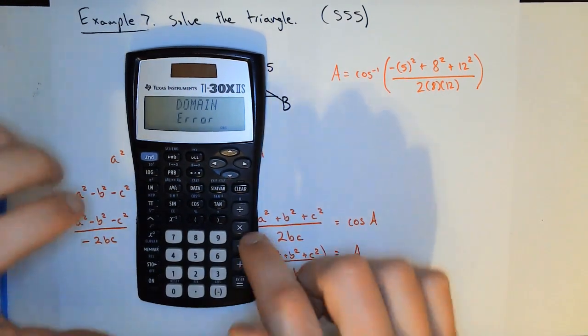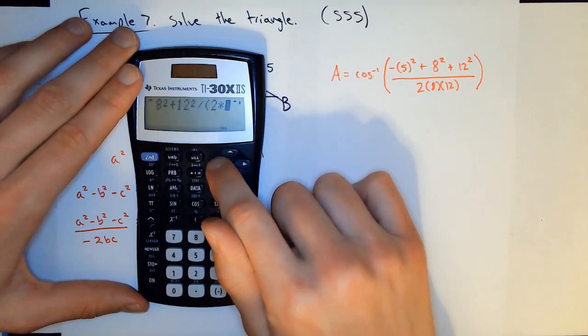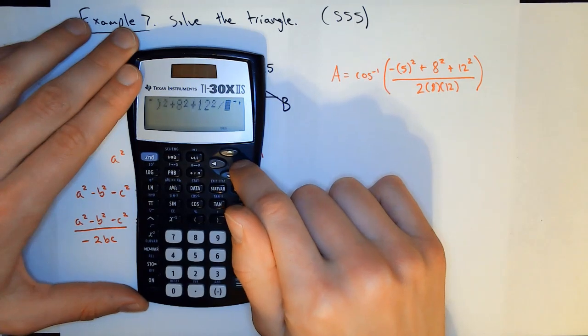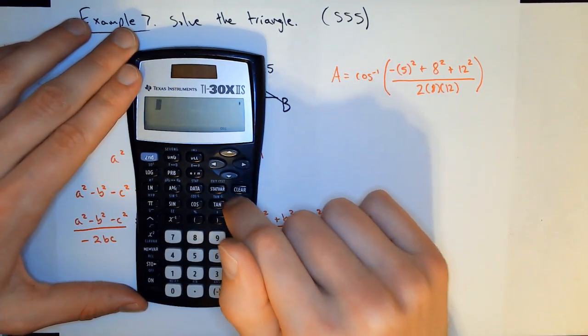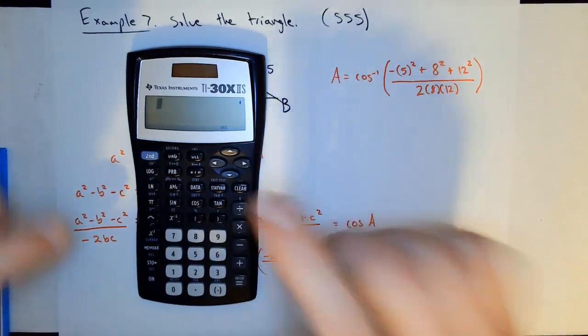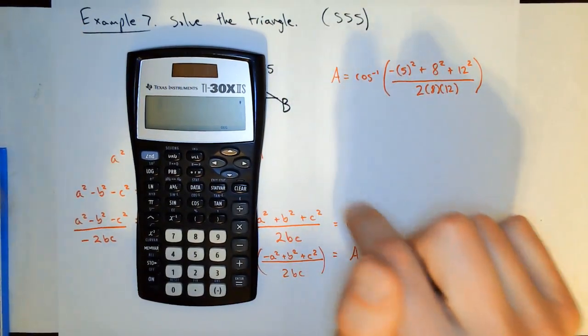Okay, that shouldn't happen. I plugged something in wrong. Let's see if I can go back through. I don't know. I guess I'll just try it again. Cosine inverse. Since the calculator's giving me issues, I'm going to figure out what this is and then plug it into the cosine inverse.